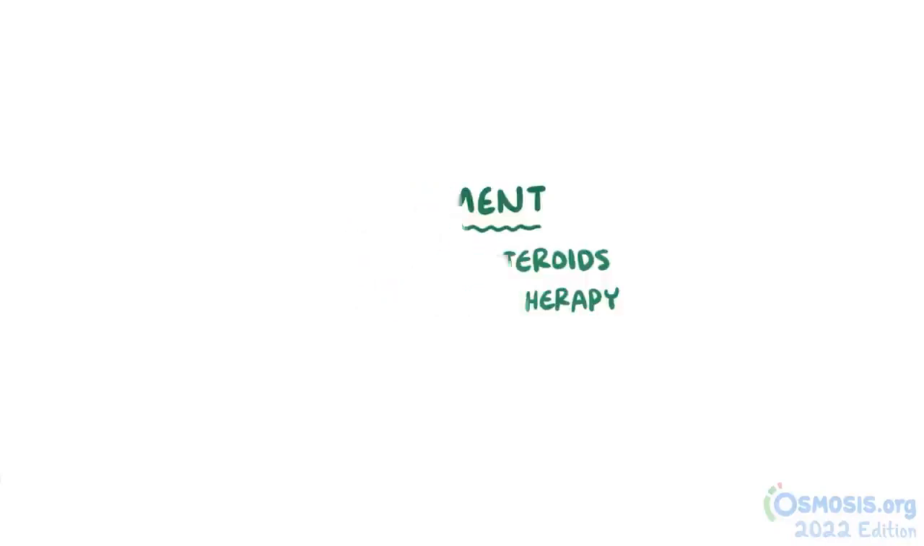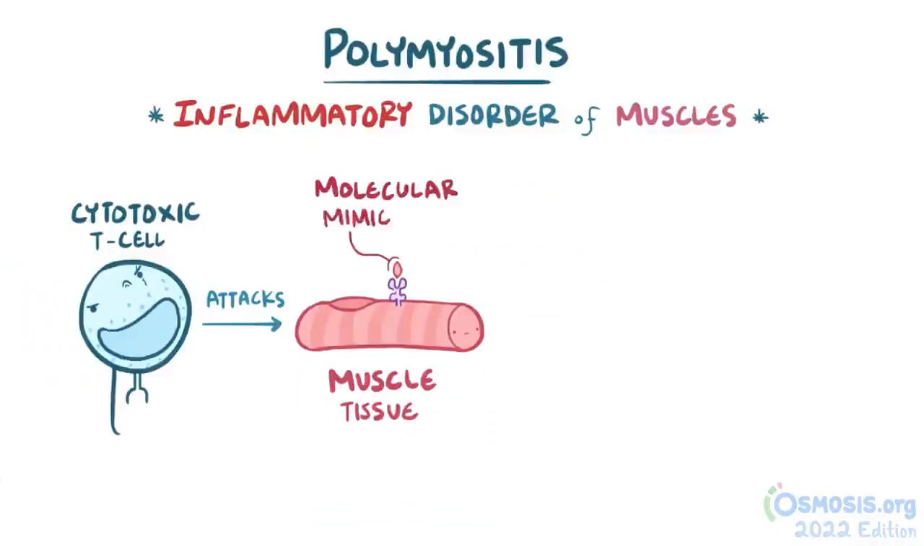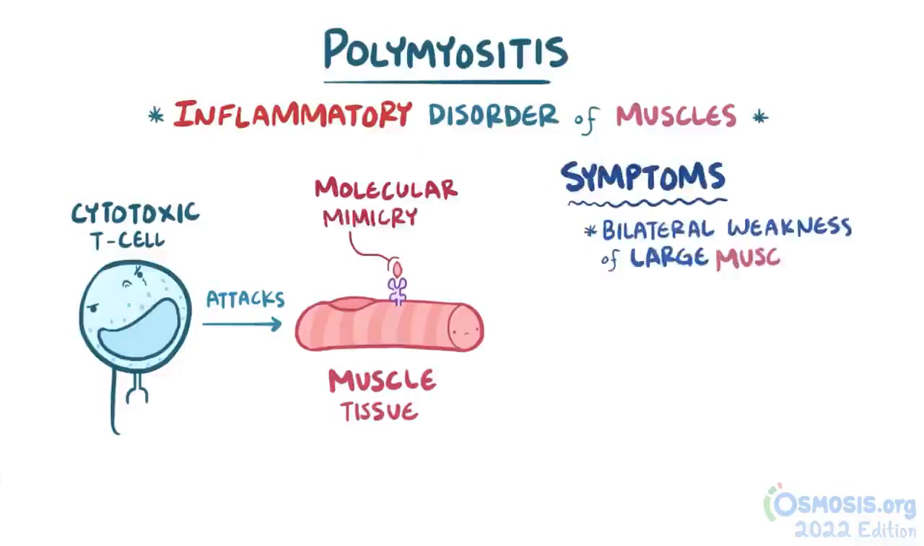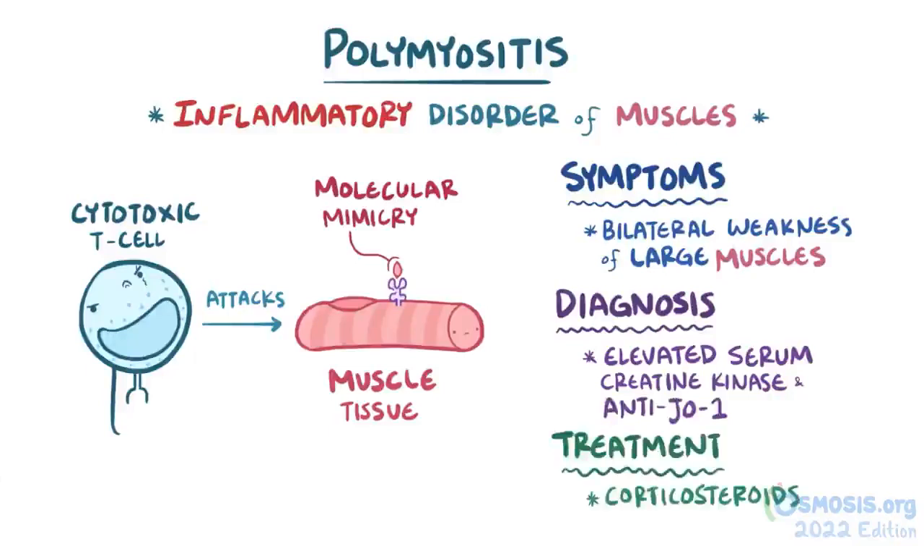Alright, as a quick recap, polymyositis is an inflammatory disorder of the muscles, caused mainly by cytotoxic T cells destroying muscle tissue due to molecular mimicry, and this results in bilateral proximal muscle weakness of large muscle groups. Its diagnosis involves elevated serum creatine kinase as well as anti-JO1 antibodies, and it's treated with corticosteroids.